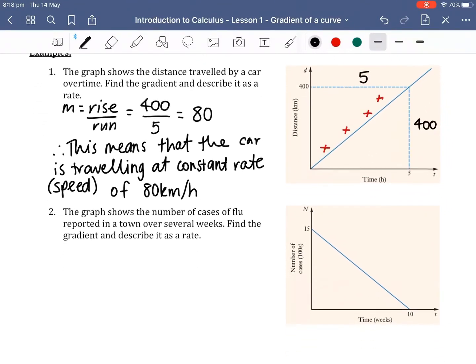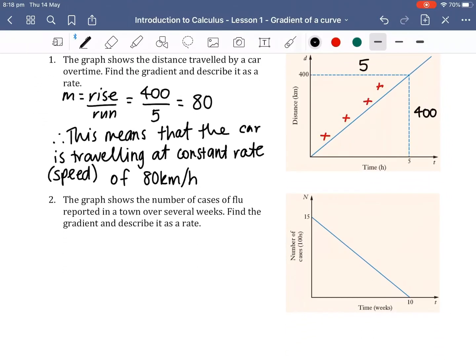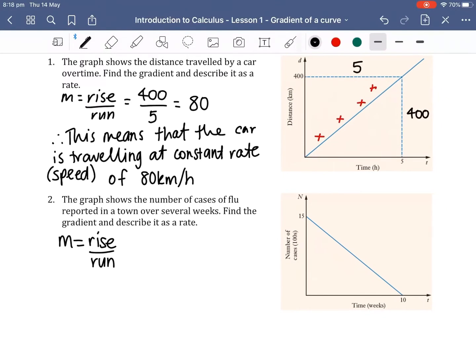Moving on, we have the graph that shows the number of cases of flu reported in a town over several weeks. This could be like COVID-19, which we're going through at the moment. We want to find the gradient and describe its rate. So we're going to go m equals rise over run. Our rise in this case is negative, so it is negative 1500 over our run of 10.